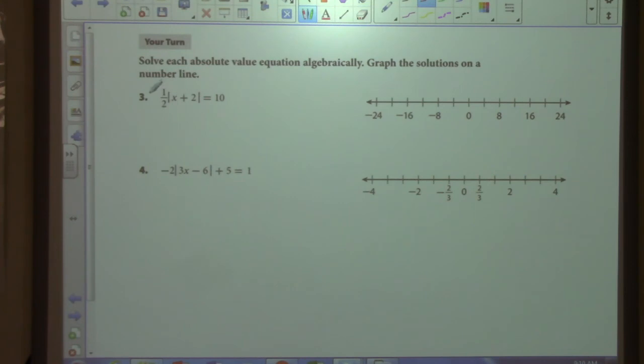So here, what would you do on this? Divide by half. I would multiply by 2. So we would get absolute value of x plus 2 is equal to 20. Is that right? Mm-hmm. And so for that I'd get, correct me if I'm wrong here, x plus 2 equals 20, and also x plus 2 equals negative 20.